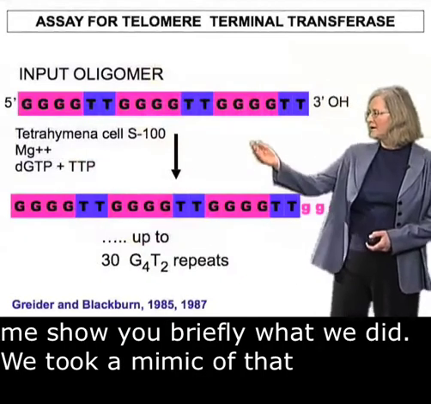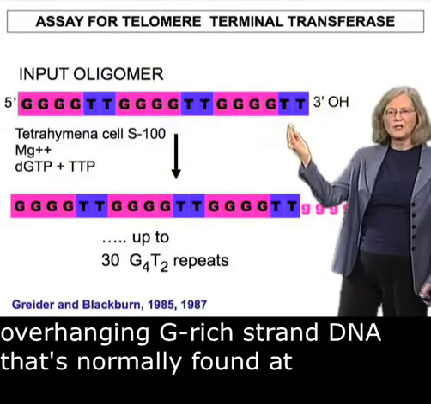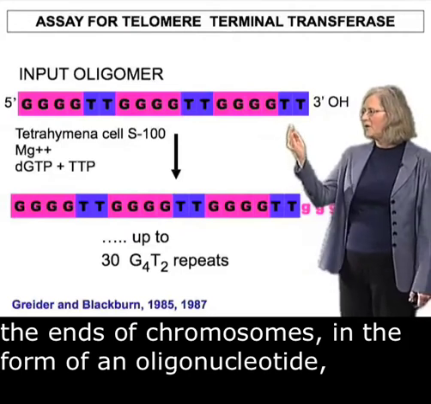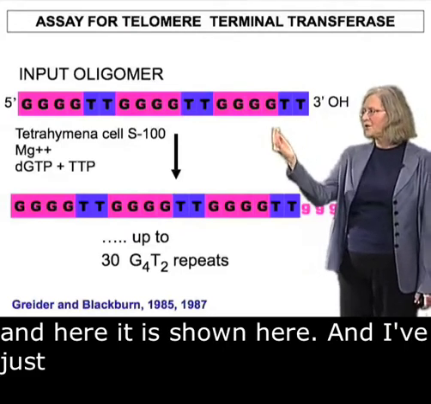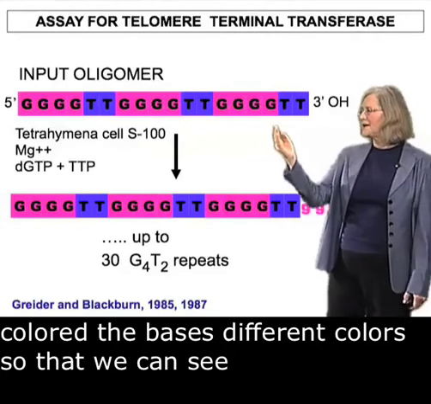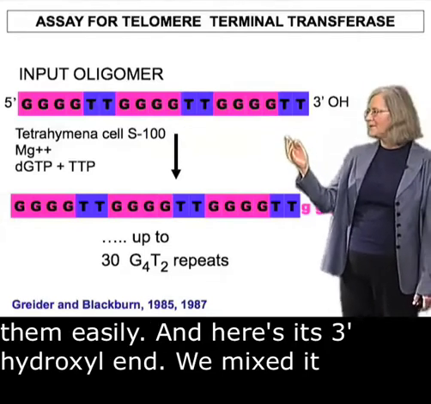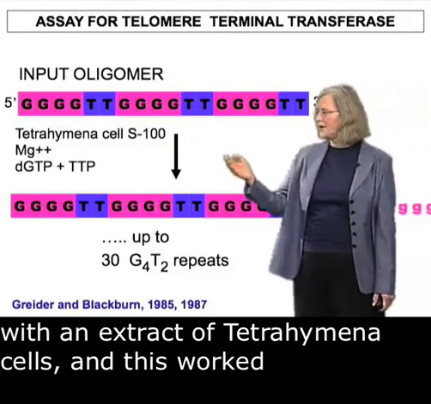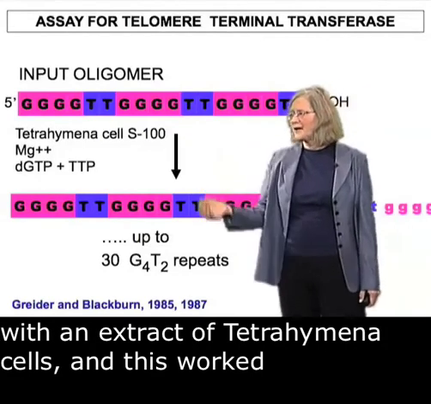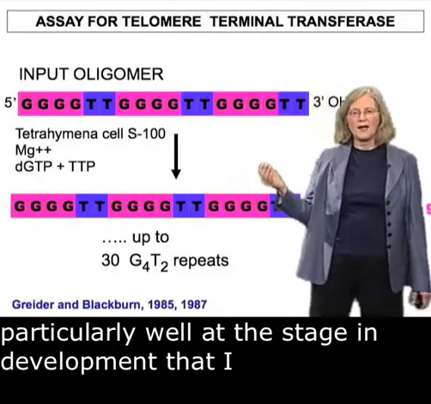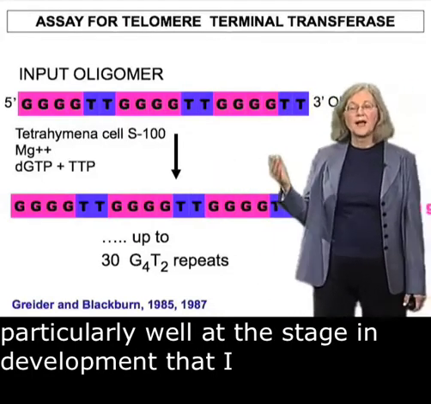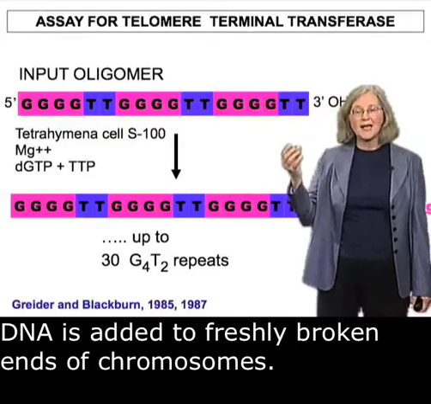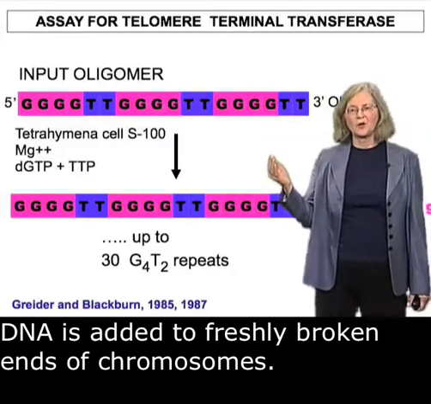We took a mimic of that overhanging G-rich strand DNA that's normally found at the ends of chromosomes, in the form of an oligonucleotide. And here it is shown here. I've just colored the different bases different colors so that we can see them easily. And here's its 3' hydroxyl end. We mixed it with an extract of Tetrahymena cells, and this worked particularly well at the stage in development that I mentioned to you earlier, that stage at which telomeric DNA is added to freshly broken ends of chromosomes.